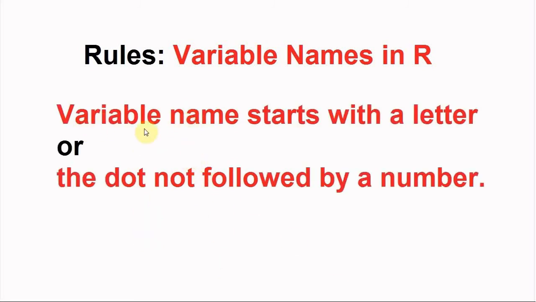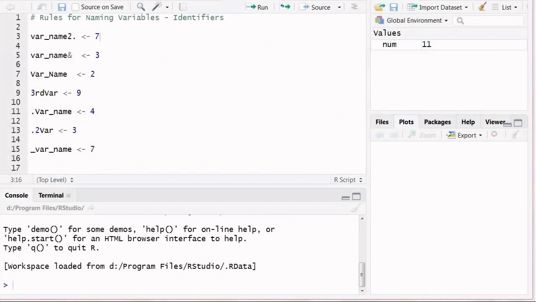Variable name must start with a letter or a dot, but the dot should not be followed by a number. Like you can write .var, but you cannot write .2var. Now let's see here a few examples.